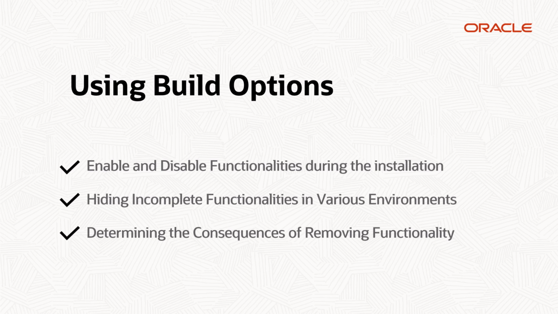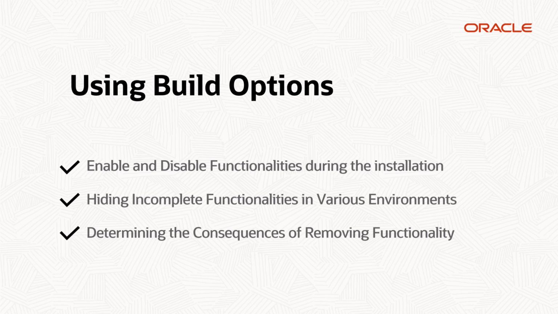The second scenario is hiding incomplete functionalities in various environments. So if you are working on some functionalities that are unfinished on the dev environment, you can assign a build option with a status exclude to disable them on the other environments.